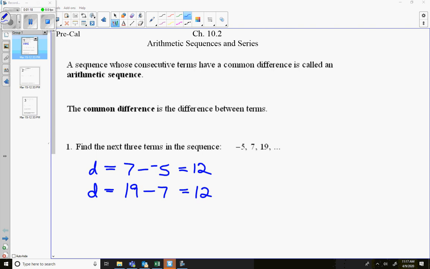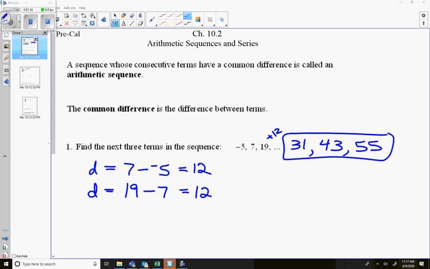So how do you find the next three terms? Well, you take 19 and you add 12 to it. So we get 31. Add 12 to it, we get 43. Add 12 to it, 55. And there are your next three terms of the sequence.